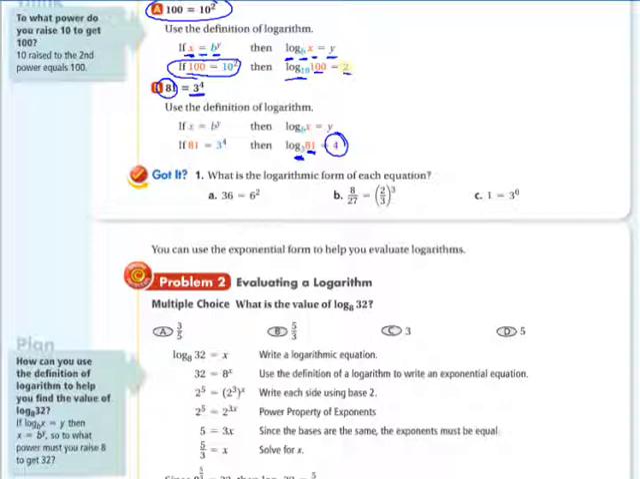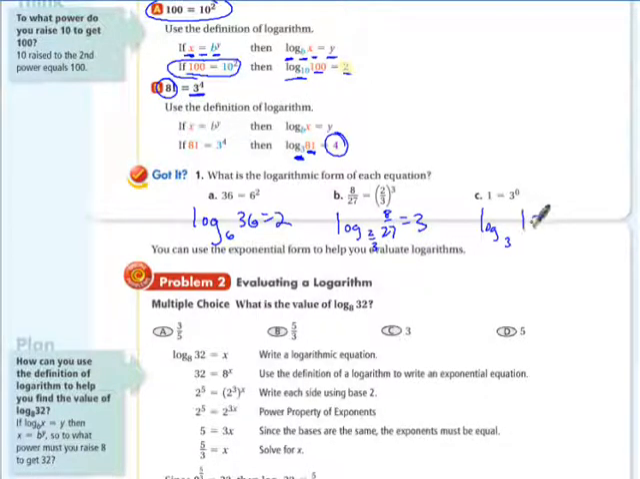All right, you've unpaused. Let's get some answers to these questions. Right here, it's really simple. We have log base 6 of 36 equals 2. For part B, we have log base 2/3 of 8/27 equals 3. And here we have log base 3 of 1 equals 0, and that's a 1, not an L. So we're just rewriting those.